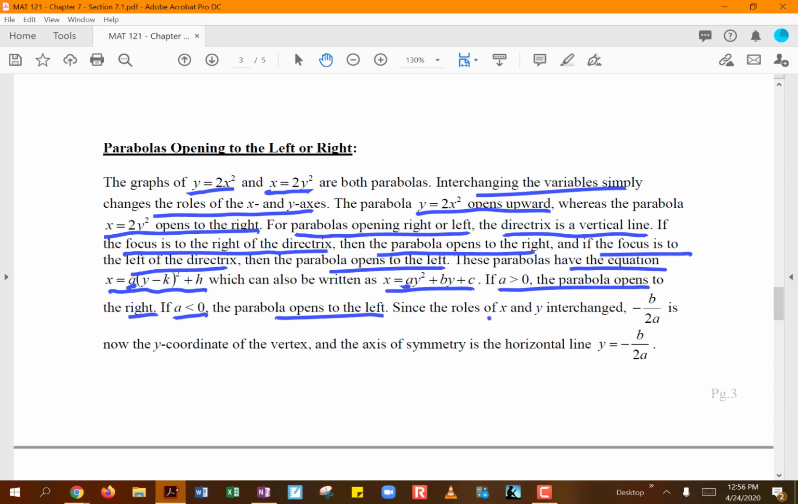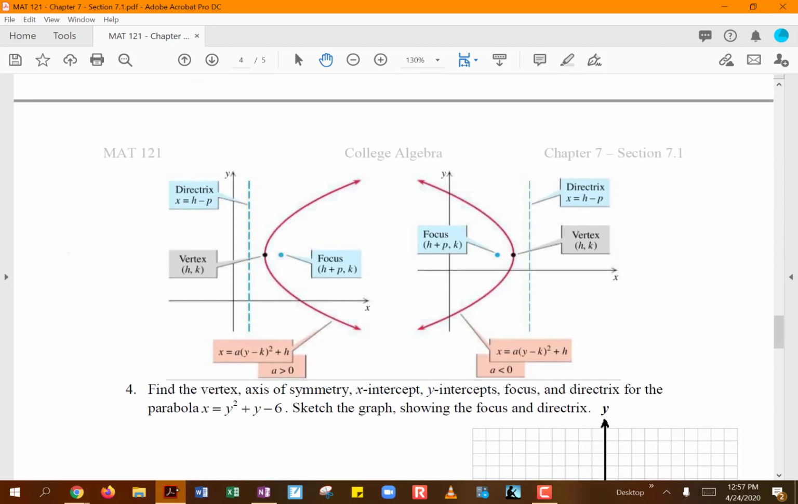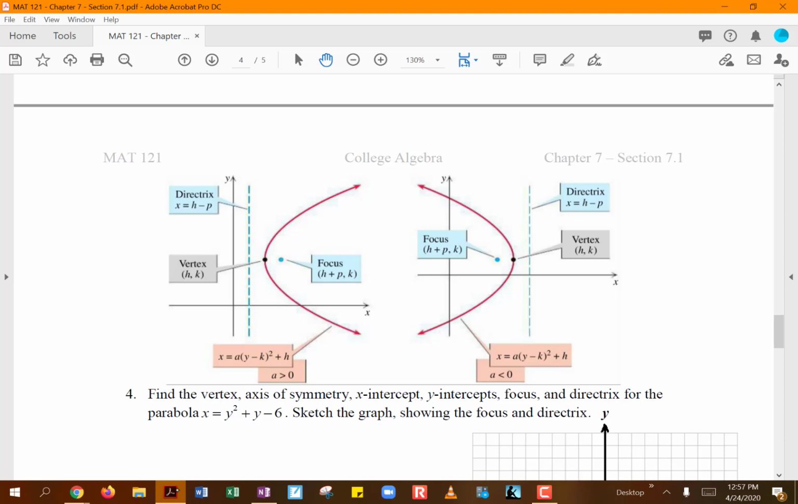Okay, now since your x and y also interchange, that means negative b over 2a will now be the y coordinate for the vertex. And like I said, your line of symmetry or axis of symmetry will become a horizontal line, which would be at that same value of y equals negative b over 2a. And so you can kind of see what these graphs would end up looking like. Focus is to the right of the directrix, so the parabola is opening right. Focus is to the left of the directrix, so the parabola opens left.